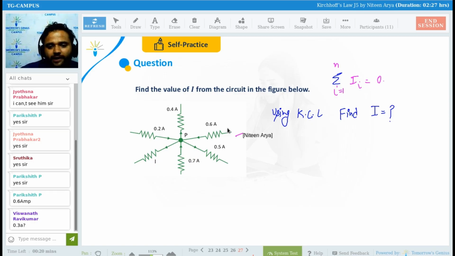0.3. See, current going inward is negative, outward is positive. So 0.5, 0.4, 0.9, 6, 7, 13, and 2, 15. If I'm not wrong, 6. Okay, it is going in. So 6 and 7, 13, to 15, 15 minus 5 is 10, and 10 minus 4 is 6. So how can you say 3 ampere? 0.6 ampere might be the answer. Let me check also. Yes, 0.6.